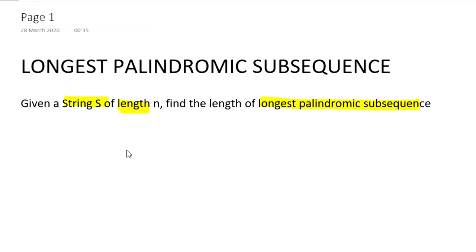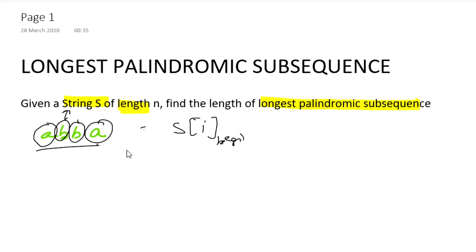Suppose you are given a string, let's say A B B A. The first character from beginning and first character from end is equal. Second character from beginning and second character from end is equal. So this is a palindrome. Generally, if the ith character from beginning is equal to the ith character from end, then that string is a palindrome.